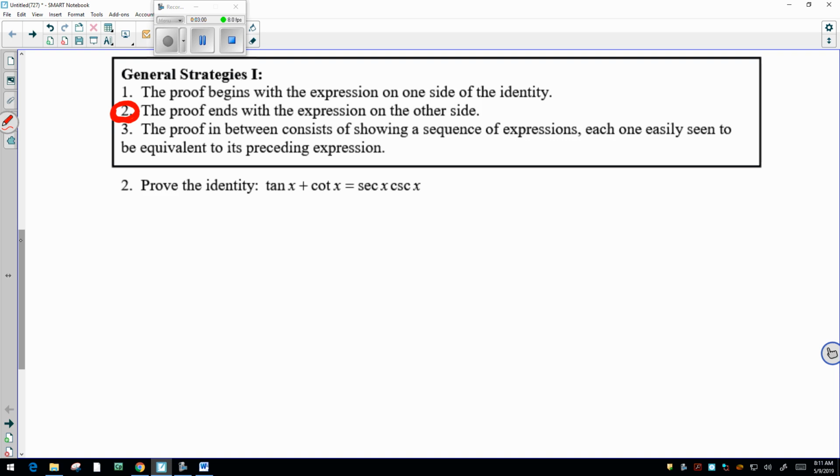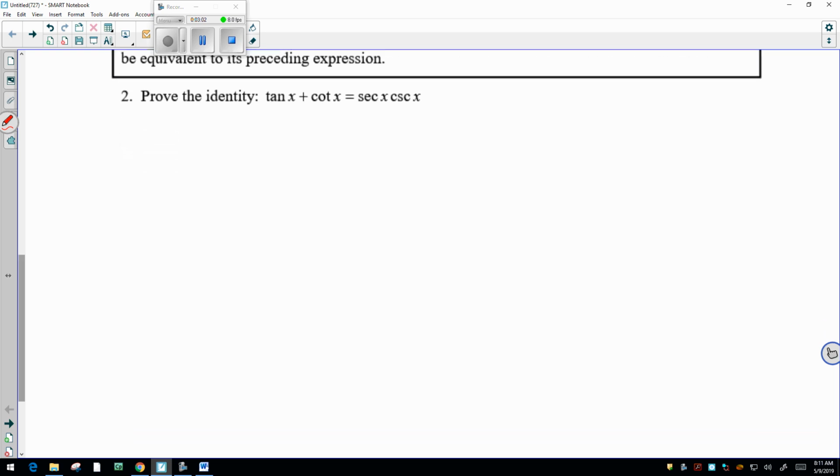All right, so trying this now with some trig. Starting with the left, making it look like the right. Our basic step is to start with sines and cosines. So I'm going to switch tangent into sine of x over cosine of x. I'm going to switch cotangent into cosine of x over sine of x.